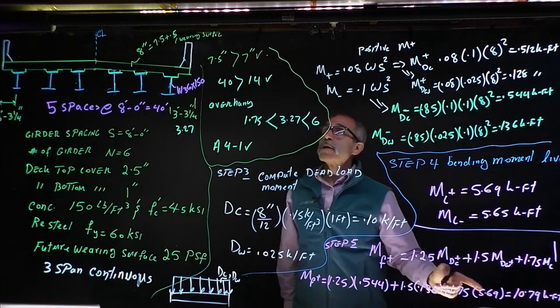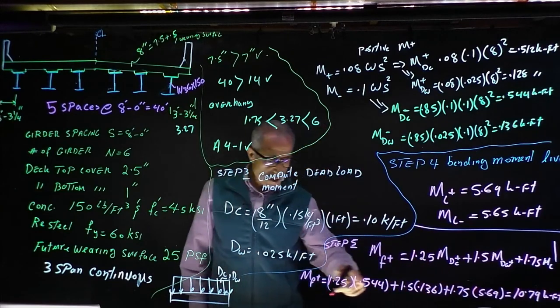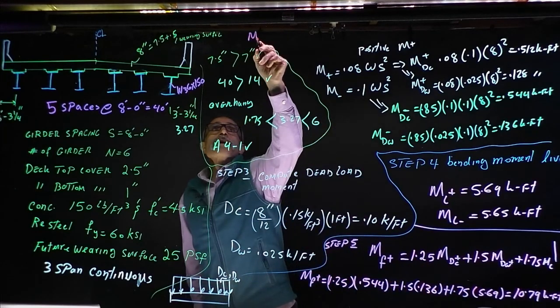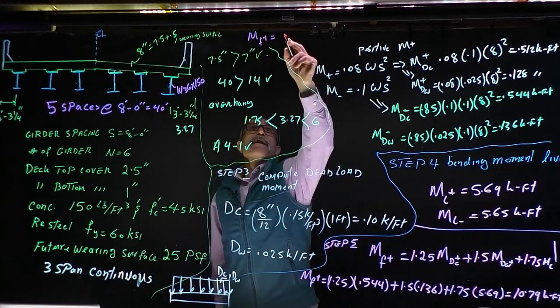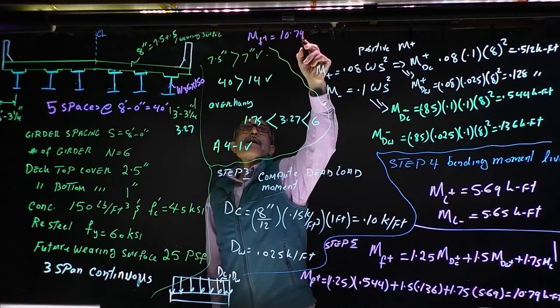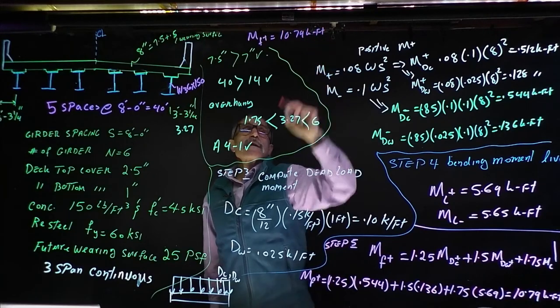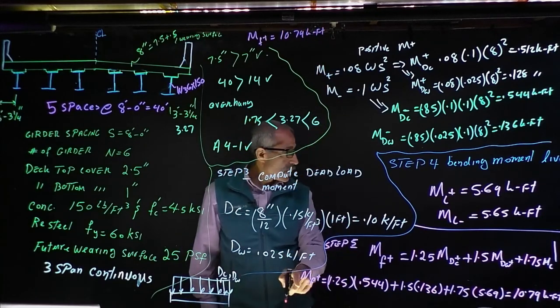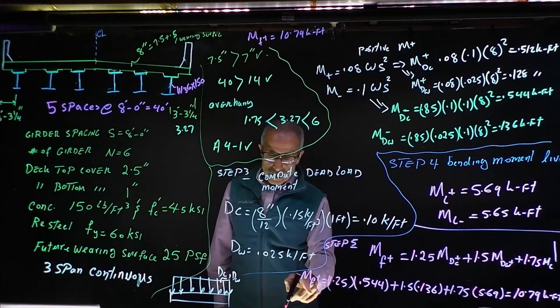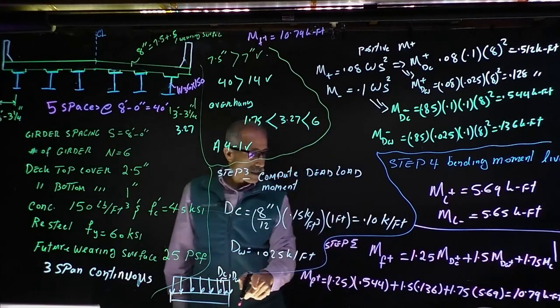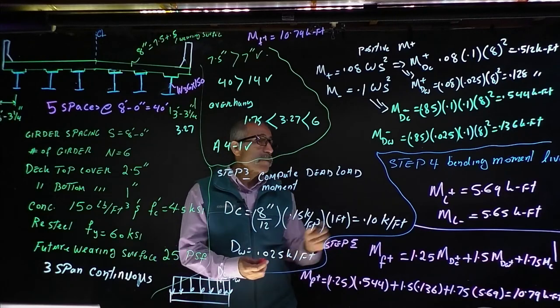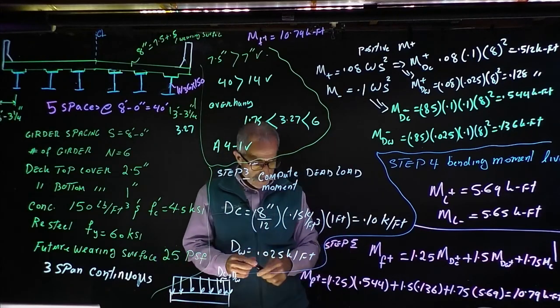I need to write this down because I want to keep that. So I'm going to say right here, MF plus came out to 10.79 kip foot. The same way, we're going to go ahead and calculate the negative moment, which I don't have room for right here because I'm running down. So I'm going to go ahead and erase up here a little bit.